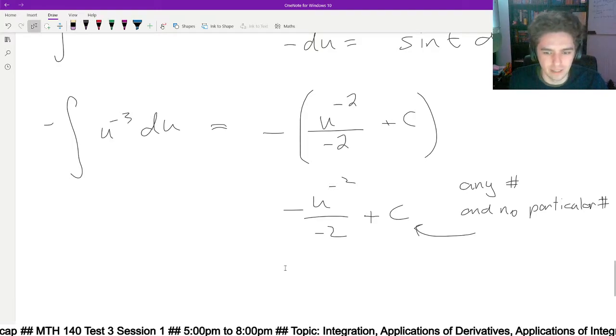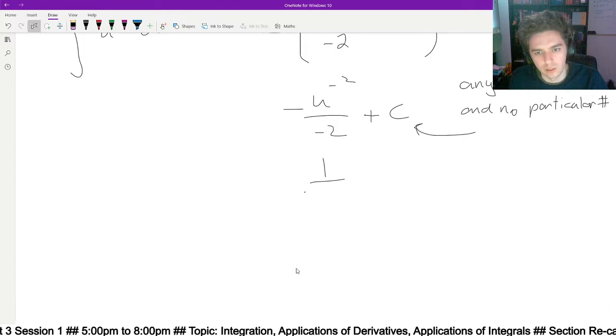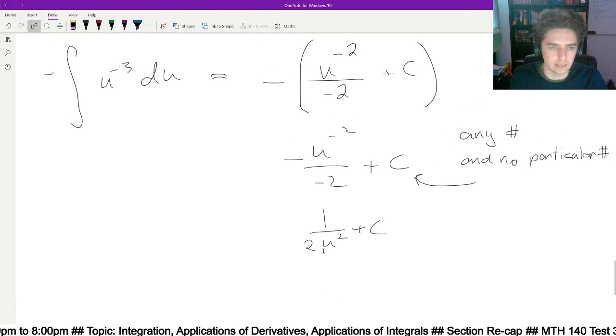But yes, an arbitrary number. So I guess I can simplify this a little bit. This is going to be 1 over 2u squared plus c. And then that's the answer.